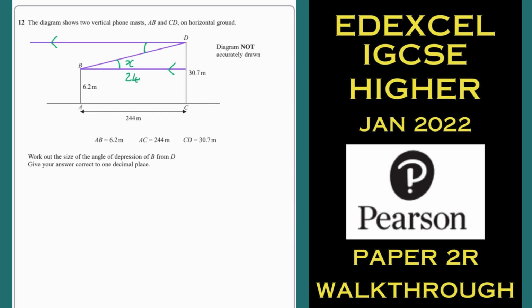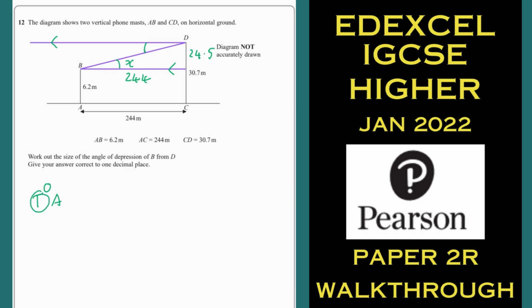Next job, good news. We know the adjacent. It's 244. We don't know the hypotenuse, but we can work out the opposite because it's 30.7 minus the 6.2. We're getting 24.5. So I'll repeat, we've got the adjacent, we want the opposite. We're cracking on with TOA.